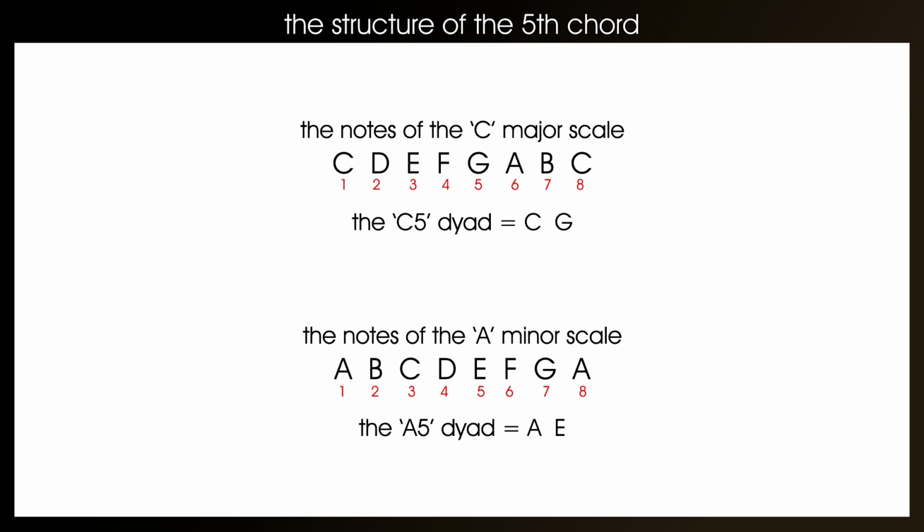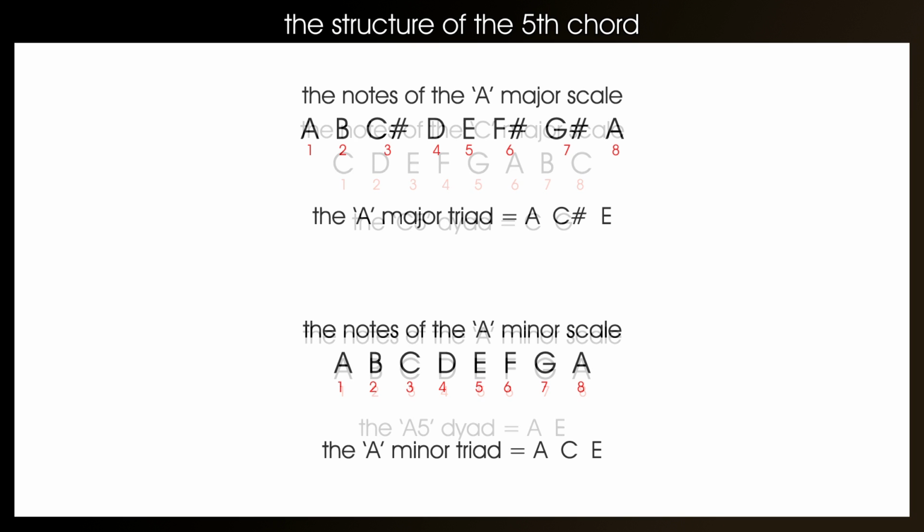Now you'll notice I used the C major scale and the A minor scale here. However, it's important to point out that there's no such thing as a major or minor fifth chord. It's always just a fifth chord. And the reason for this is that the note that makes a difference between a major chord and a minor chord is the third, and we're not using the third. And I'll demonstrate why the third note of the scale makes such a difference now.